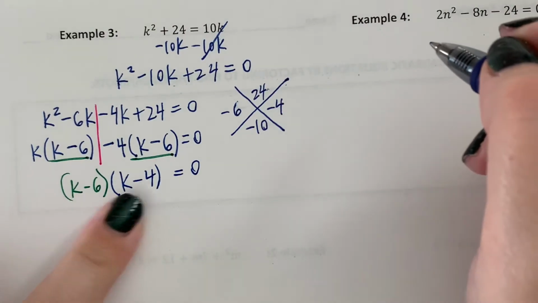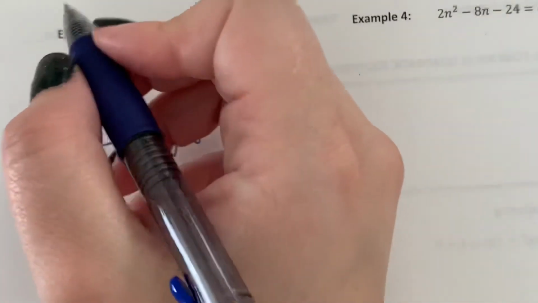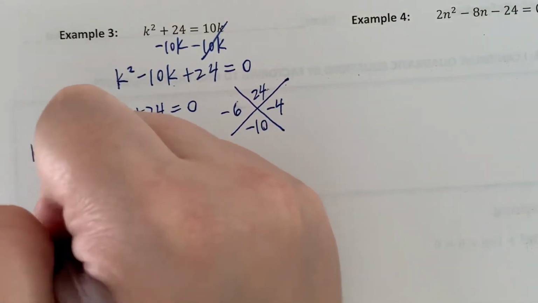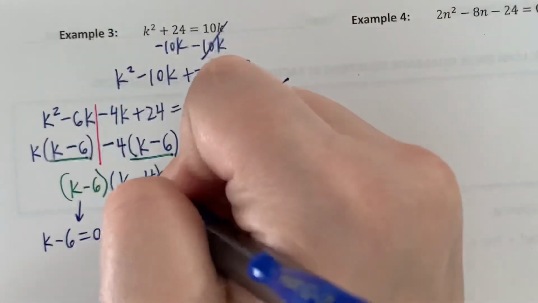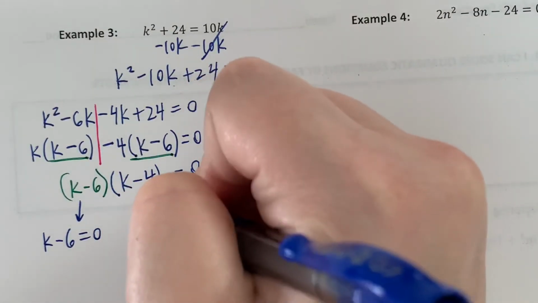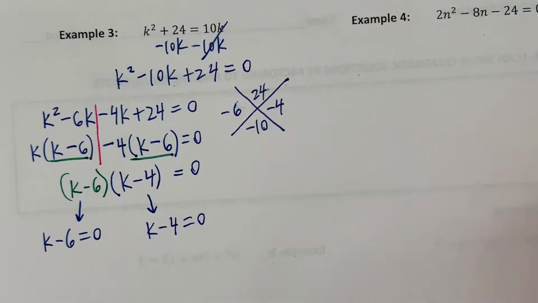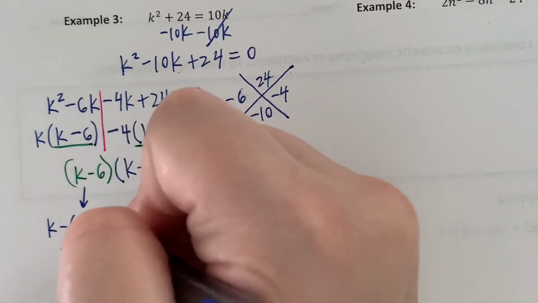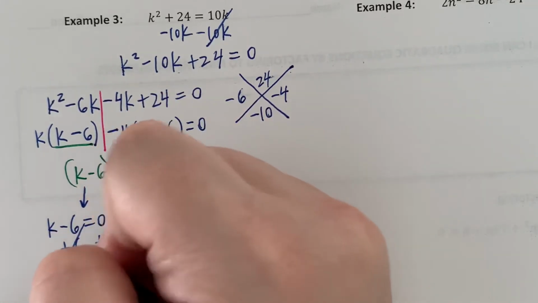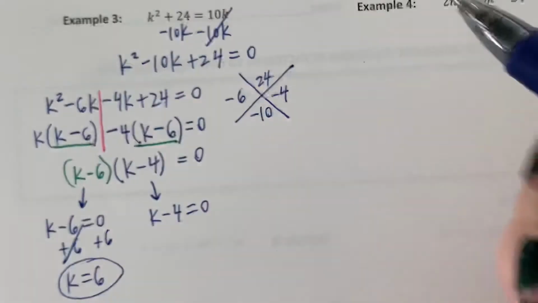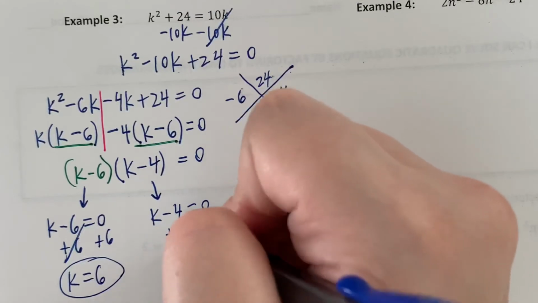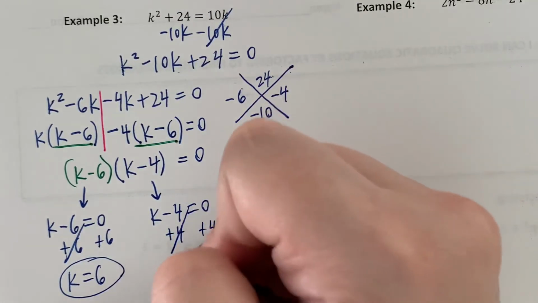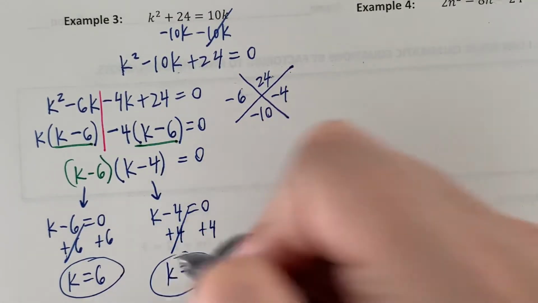Now I know my 2 factors, I can set them each equal to 0. So I'll have k minus 6 equal to 0, and I'll also have k minus 4 set equal to 0. So to solve this, I would add 6 to both sides. So one of my solutions is 6. Here I would add 4 to both sides. My other solution is positive 4.